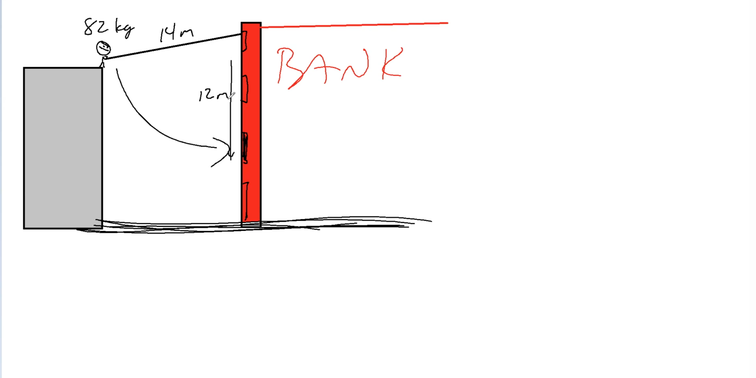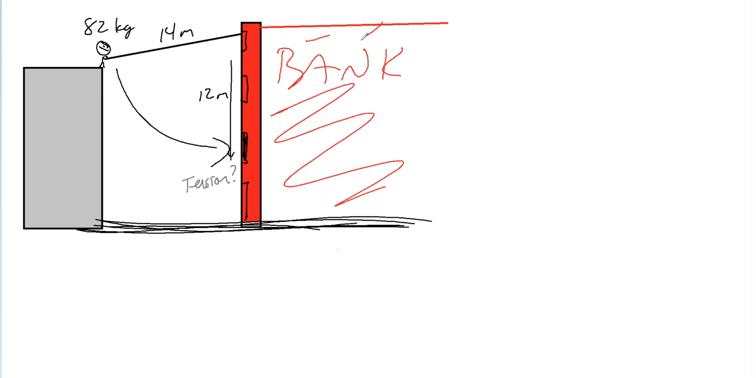So what we're going to look for is the tension in the rope at the very bottom. Of course tension is a force, but to find the forces I need the speed. So let's look at the speeds a little bit. I'm going to shade in my bank a little bit. There we go, that's a little better.